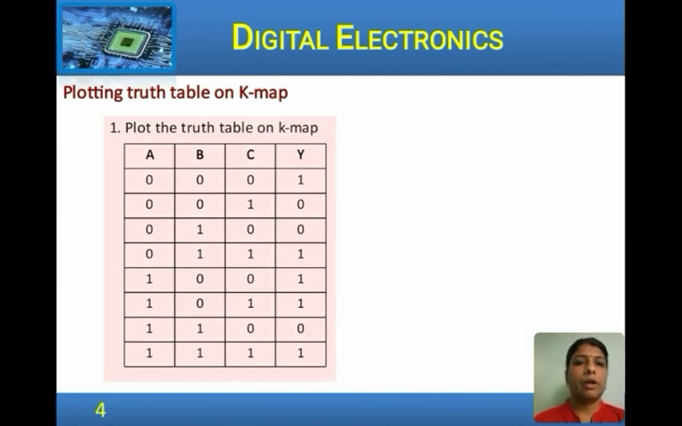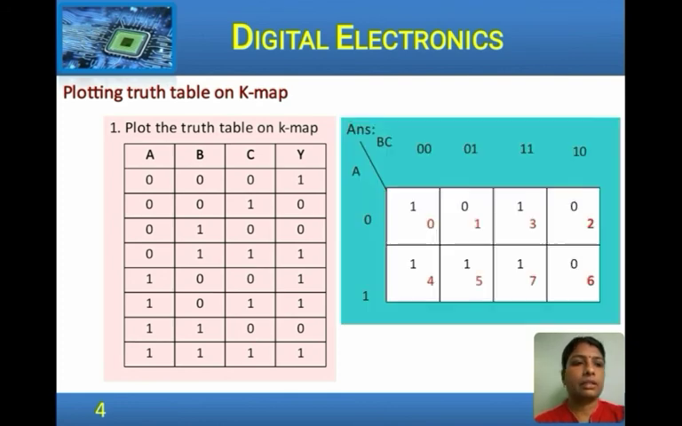Similarly, plot the truth table for the 3 variable K-map that is given. Pause the video. A 3 variable map will have a K-map of 2 power 3 cells. Check your answers, proceed. Observe over here, for the ABC combination 0, 0, 0, the output is 1, and similarly for 0, 0, 1 it is 1, then 2 and then 3 over here. So, please be careful with that.